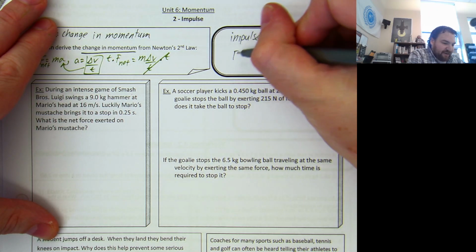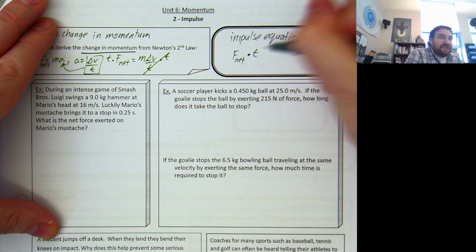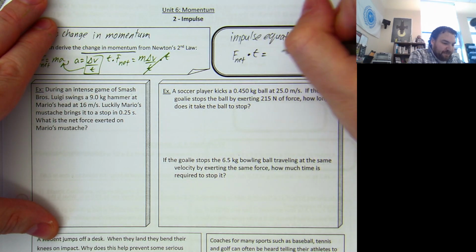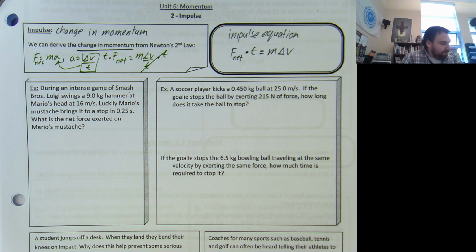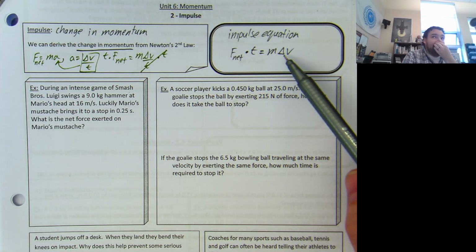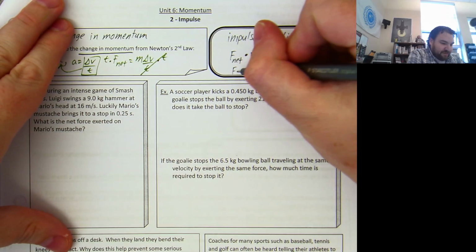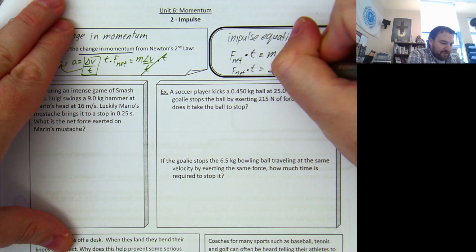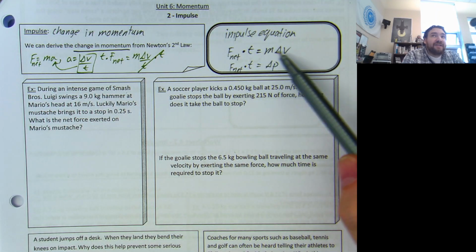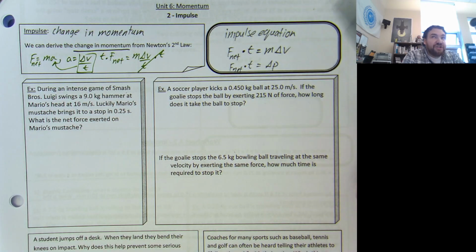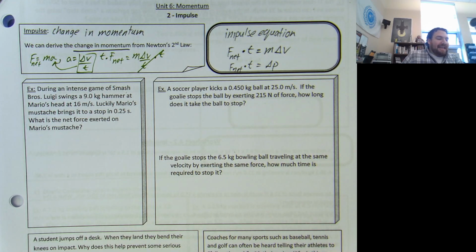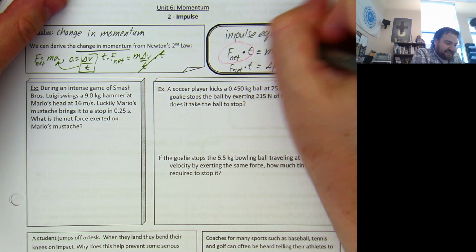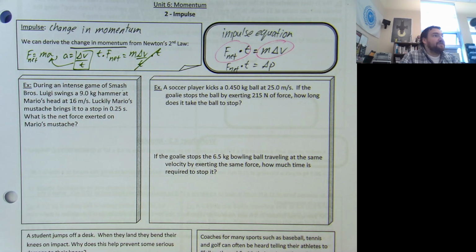It says that a net force times the time that net force is acting is going to be equal to the mass times the change in velocity. Mass times the change in velocity is also equal to the change in momentum. And so this is the impulse equation, and either side of this in isolation can be used to find the impulse in a given scenario.